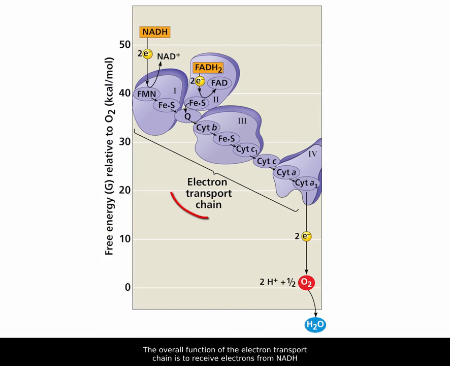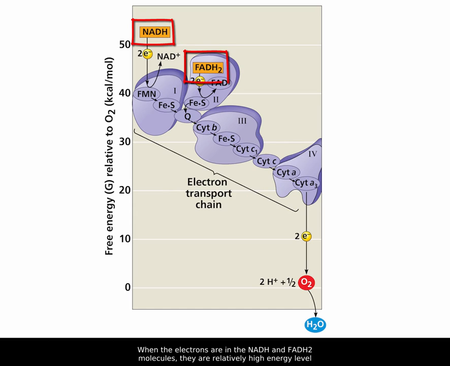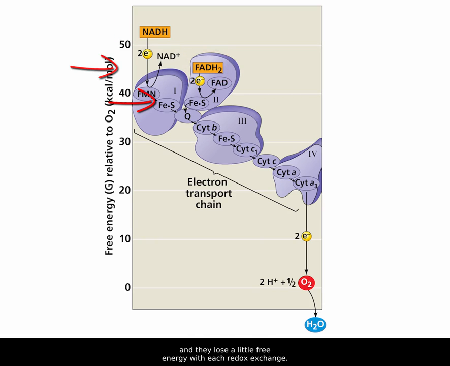The overall function of the electron transport chain is to receive electrons from NADH and FADH2 and move them through a series of redox reactions. When the electrons are in the NADH and FADH2 molecules, they have a relatively high energy level, and they lose a little free energy with each redox exchange.